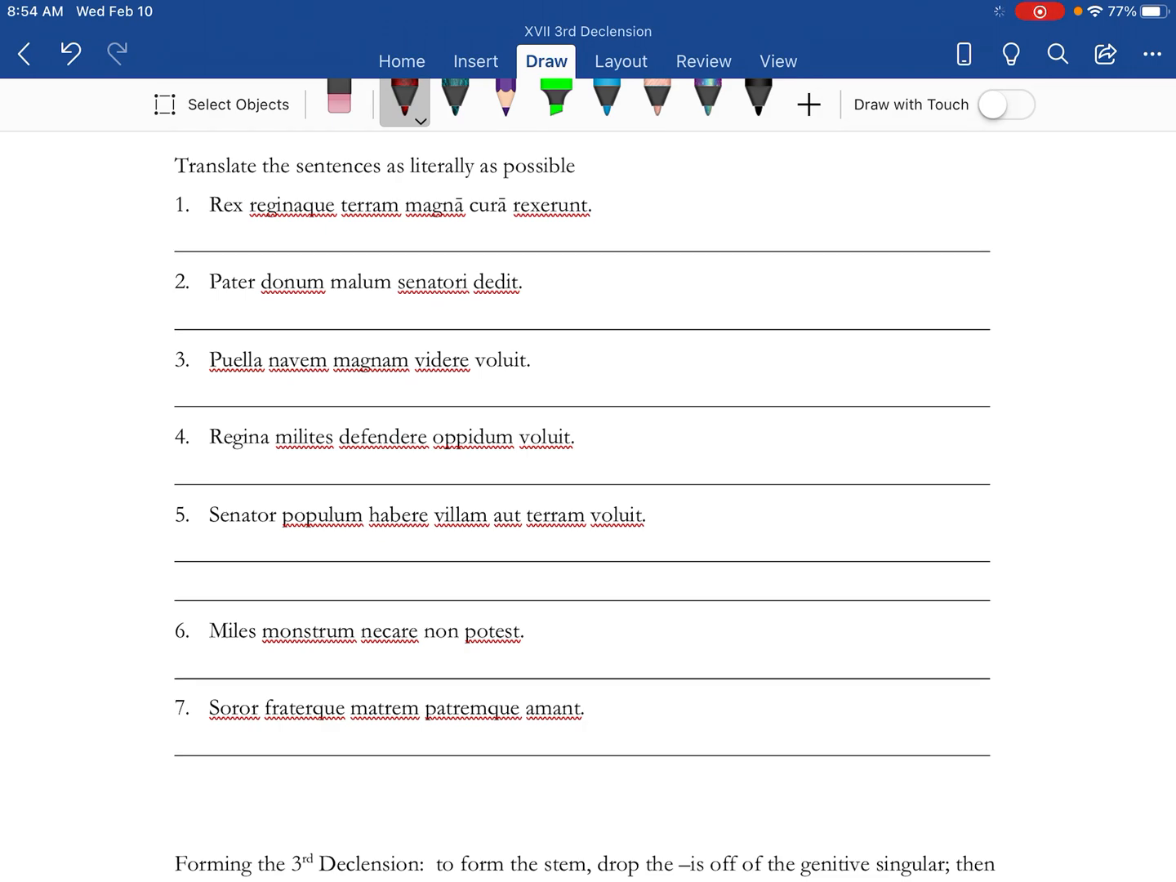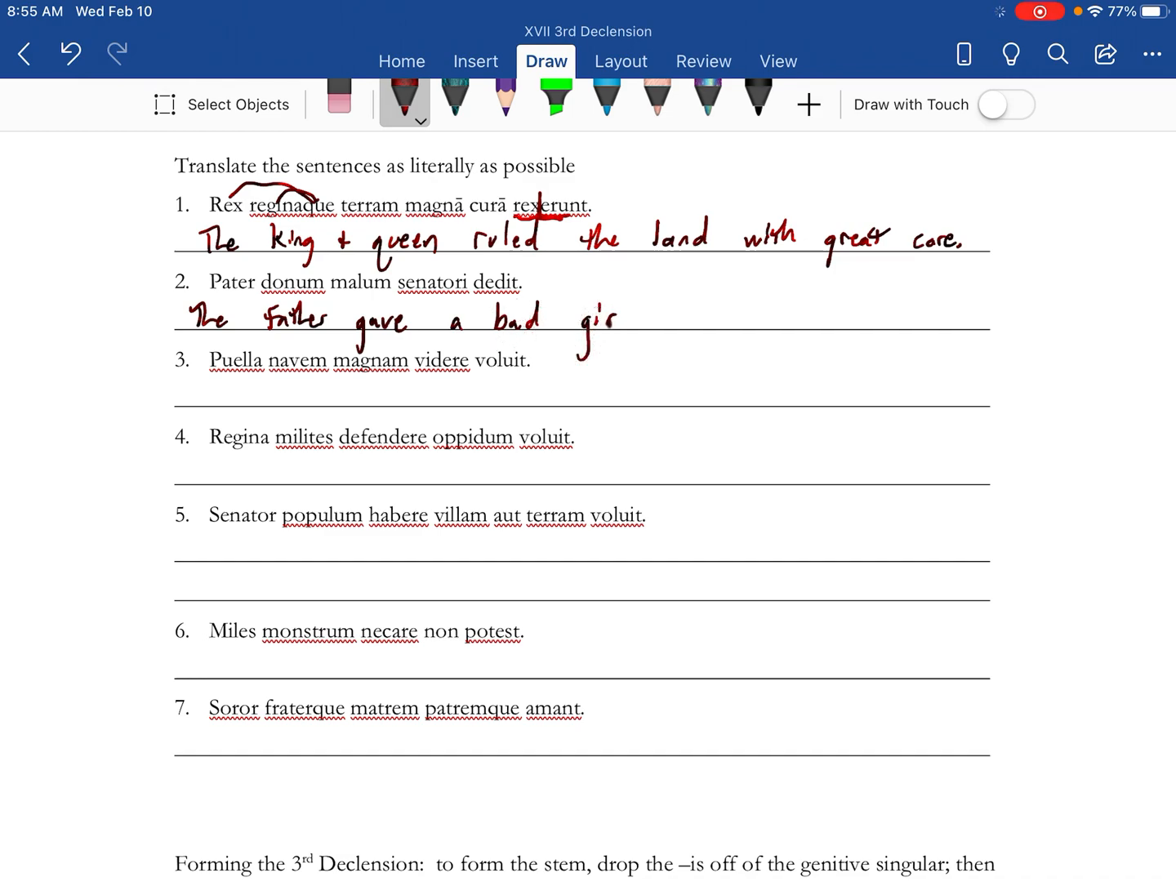All right, you're going to translate these sentences. We've got the que here that connects these two, so the king and queen. Exerant is going to tell you it's perfect. Ruled. Something accusative to rule. Terram, the land. With great care. Pater dedit, the father gave. A donum malum, a bad gift. Senatori, to the senator.